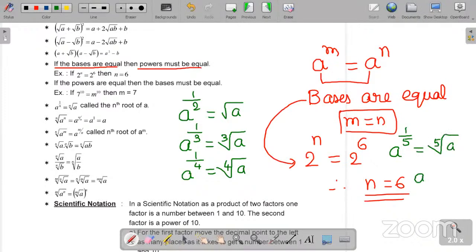Suppose a to the power of 1 by n is there. You can write nth root a. Clear? Right. One more concept. These nth root a concepts are very, very important also. Next, now let's have a discussion on this one.